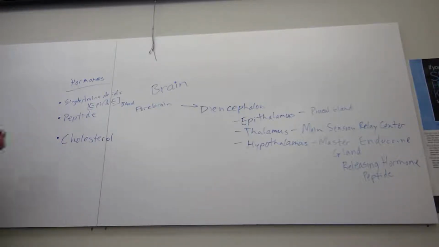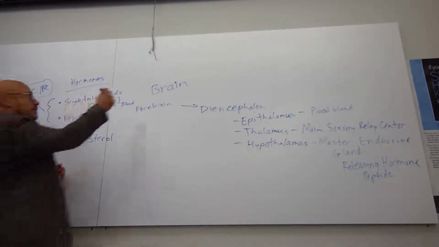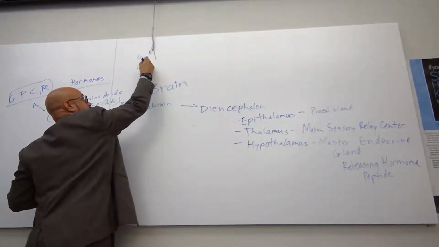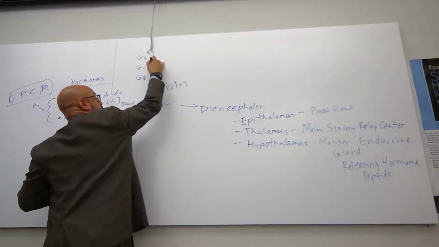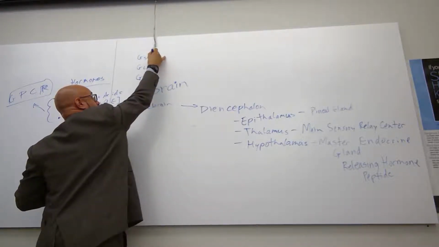These work through proteins called G protein coupled receptors, GPCR. Look at the end of chapter 3. All right? GPCR, that's G protein coupled receptors. Everybody understand that? It's an acronym. There's only 3 of them: GS, GI, and GQ. G protein coupled receptors.